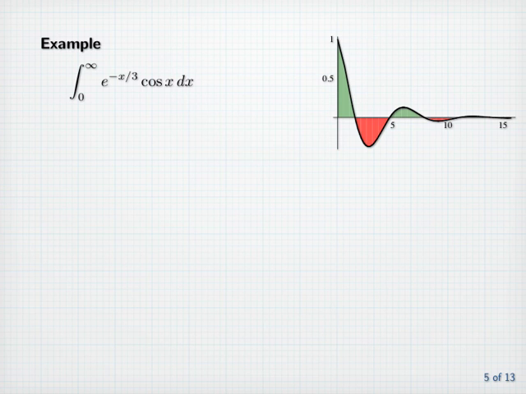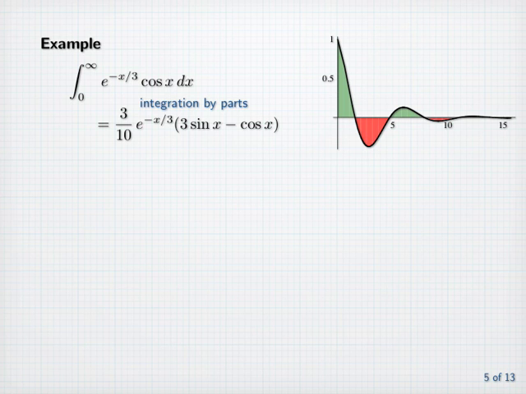We can antidifferentiate e to the minus x over 3 times cosine x by integration by parts, but for the sake of brevity here, let's just assume that we've done that. The simplified result will be 3/10 times e to the minus x over 3 times (3 sine x minus cosine x). So we evaluate this antiderivative between 0 and infinity.